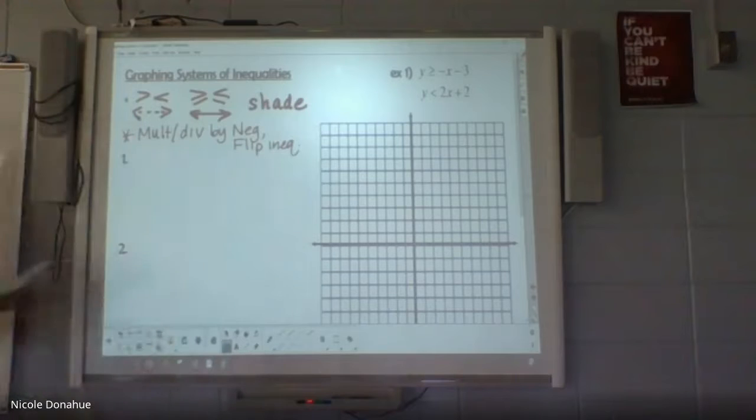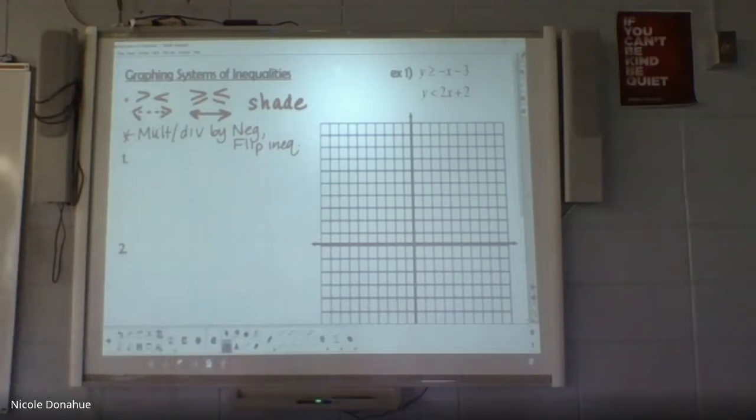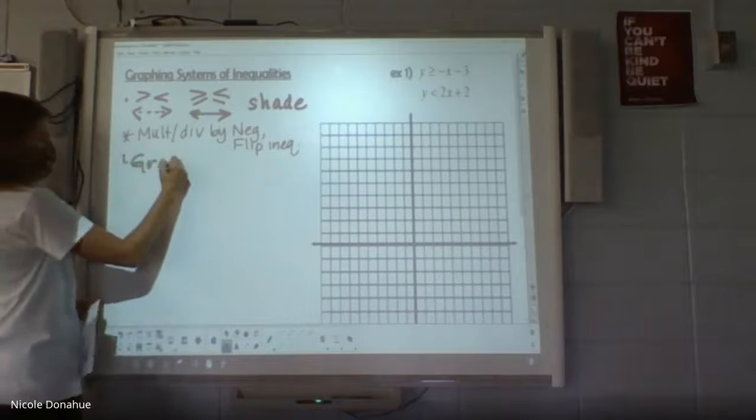So I just wrote a quick little note. If you multiply or divide by negative, flip the inequality. Thank you. Yeah, thanks, Gary. So we're going to graph and shade the first inequality, so the first line. You're going to completely graph and shade the first one.